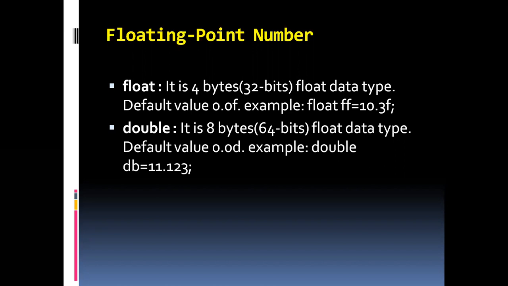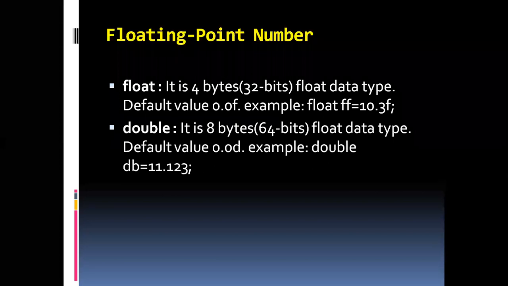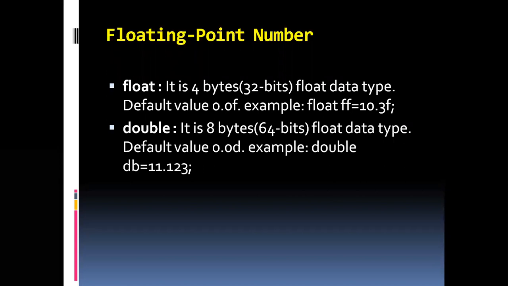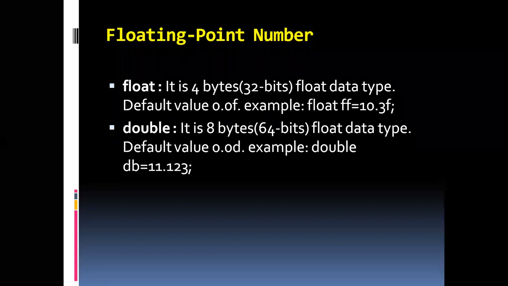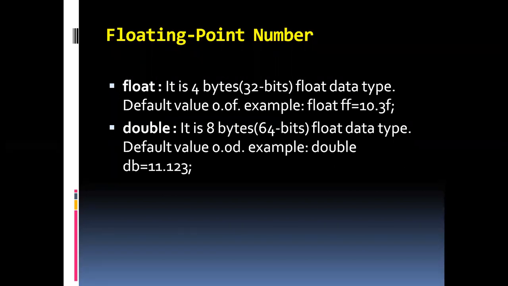With the help of 0.0f we can declare this floating point value. That is one type of value whenever we are declaring particular floating point values. Float is 4 bytes of value, 32 bit. For example, float f is equal to 10.2f. And the second thing, double value. It is 8 bytes of data, means 64 bit. The default value of double is 0.0d. And the example, double d is equal to 1 point something, whatever.